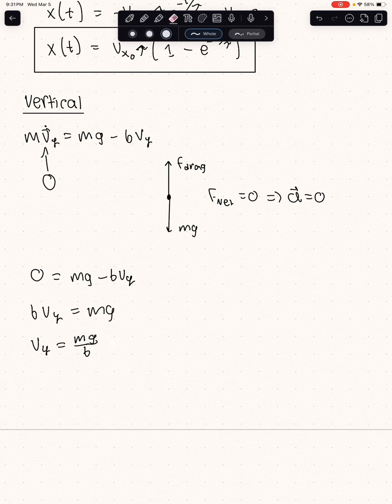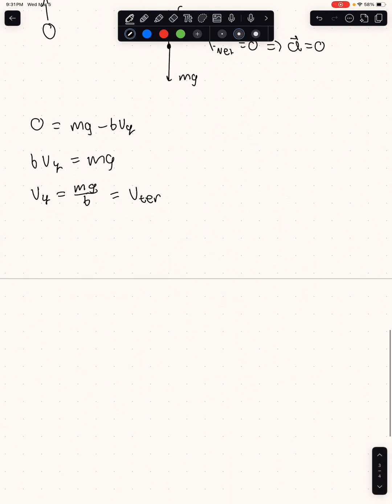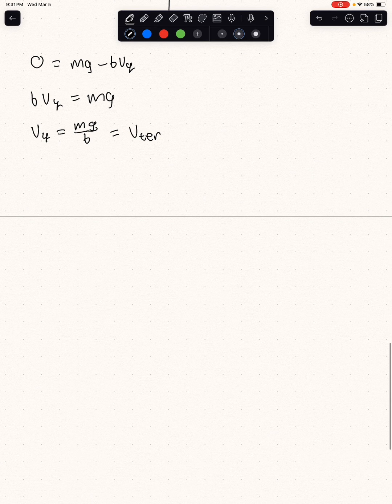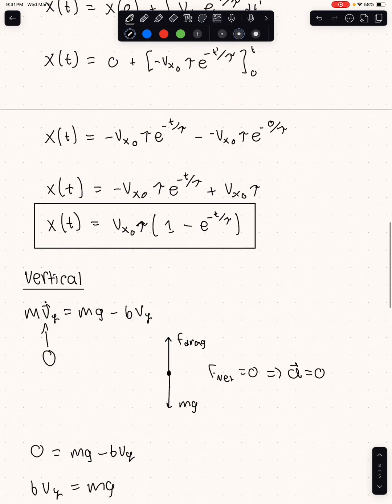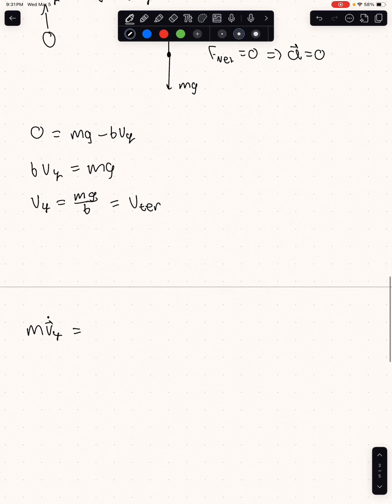This is equal to v terminal, terminal velocity. And that's specifically for linear drag. Remember, we are only in the linear drag case. So if we have m vy dot equal to, this will become negative b times vy minus v terminal. Right, you can check the equivalence of this.